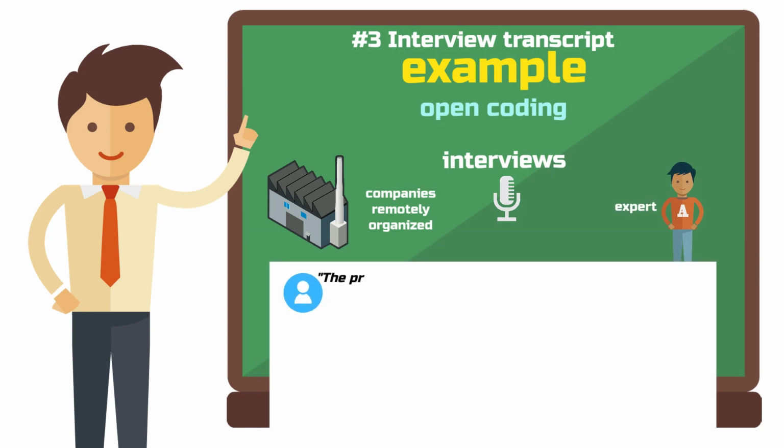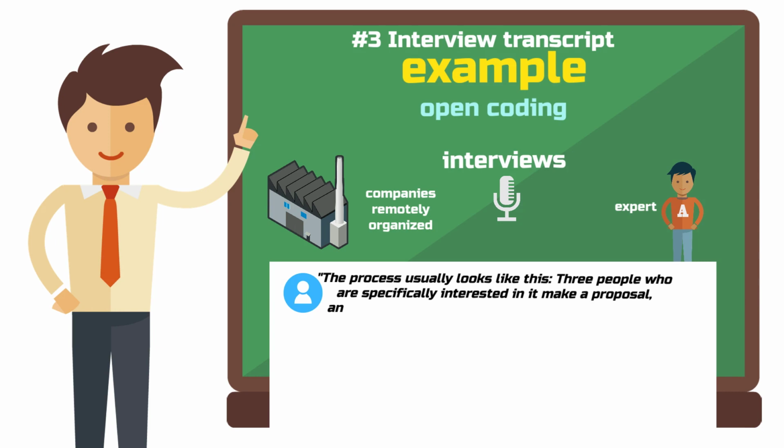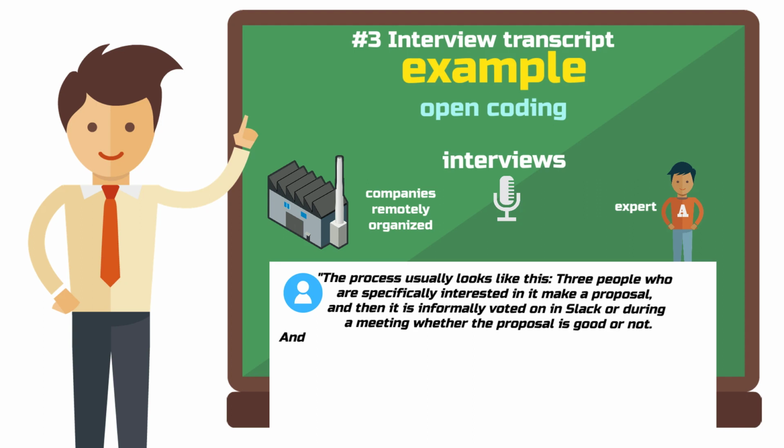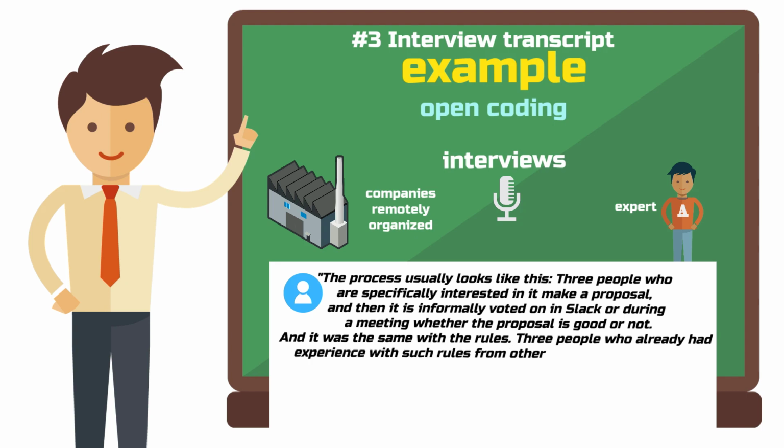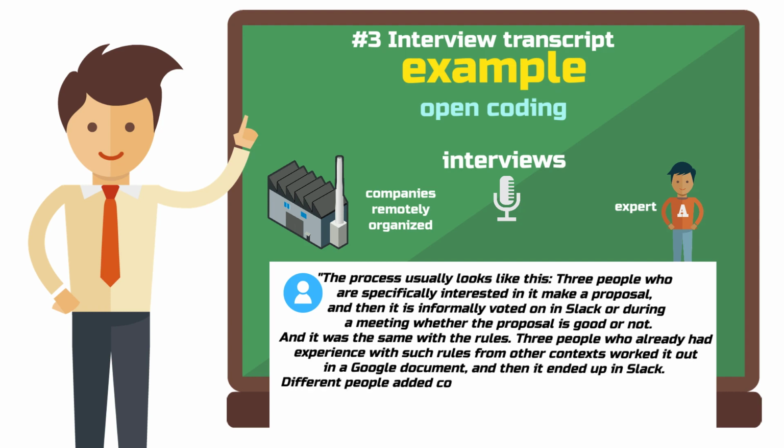The process usually looks like this. 3 people who are specifically interested in an idea make a proposal, and then it is informally voted on in Slack or during a meeting whether the proposal is good or not. And it was the same with the rules. 3 people who already had experience with such rules from other contexts worked it out in a Google document. And then it ended up in Slack.